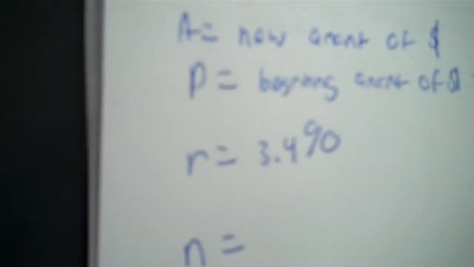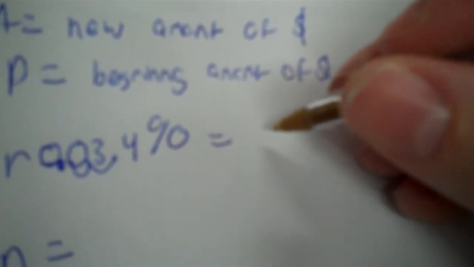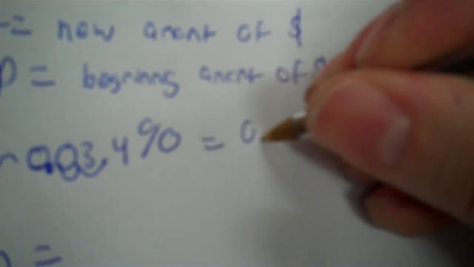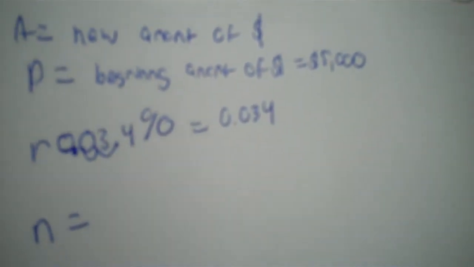Now R is your rate, so 3.4%, but you need to make that a decimal. Move the decimal once, twice, so it's 0.034, not 0.34, that's 34. So 0.034. N is how many times in a year, and we know that N is 4. And T is how many years there are, and there are 7.